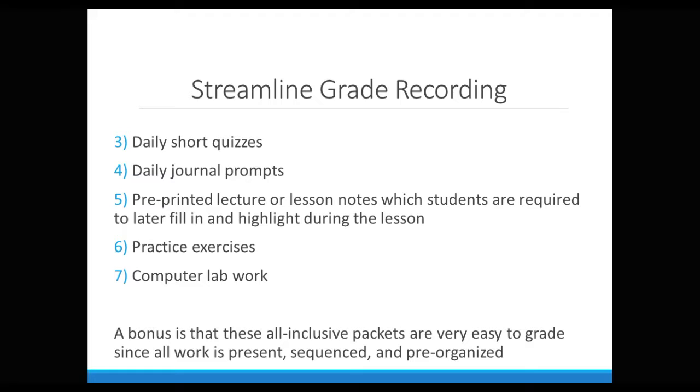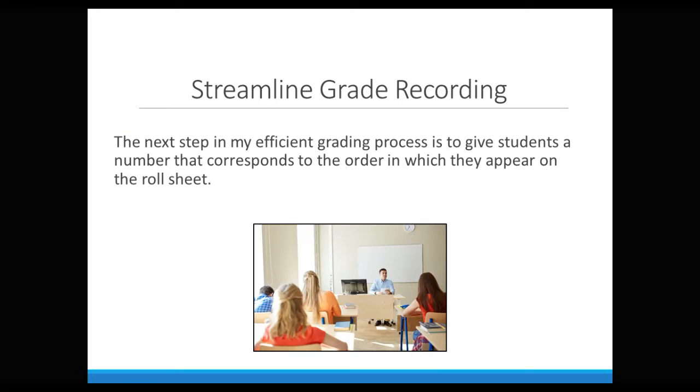The next step in my efficient grading process is to give students a number that corresponds to the order in which they appear on the roll sheet, which is usually alphabetical order by last name. Students are required to put their personal number next to their name on every paper or packet that they turn in. I sometimes will recruit a capable student to put the papers in numerical order every time something's turned in, and also I've gotten pretty good at putting them in order quickly. It only takes 1 or 2 minutes. If you do have a student help you, you can give that student extra credit.